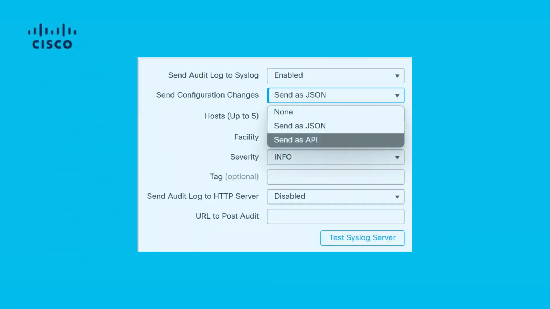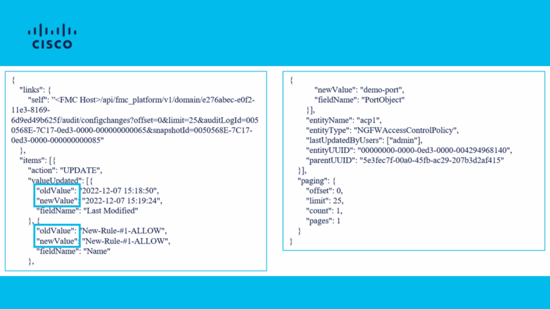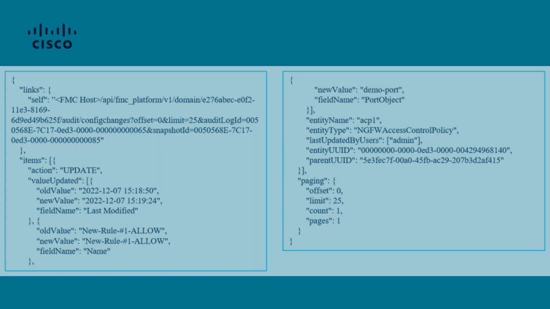Alternatively, you can select the API option. This is the response from an API call showing the detailed configuration changes. You can use this data for further analysis or integration with other security tools. The API provides a flexible and powerful way to access detailed audit information.